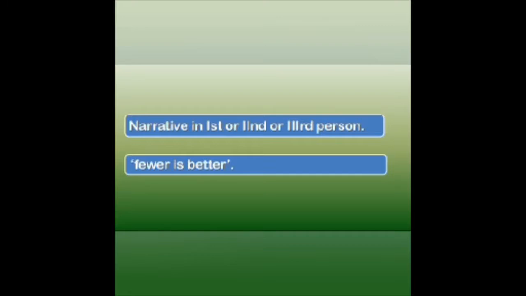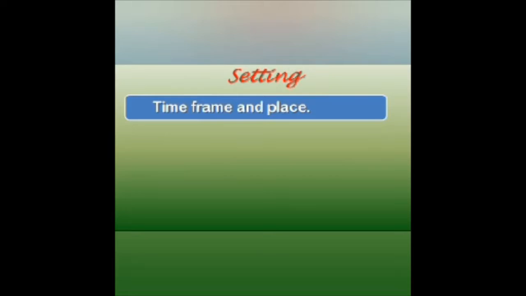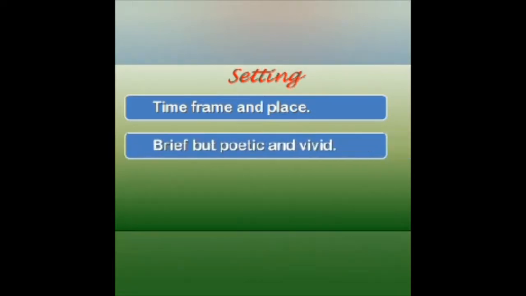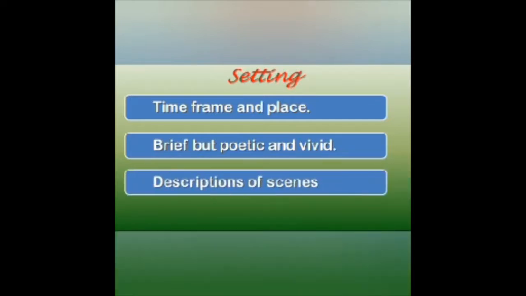Now, the next element is setting. Setting is the time frame of the story, where the story is set, just like the place. It should be brief, but try to make it poetic and vivid. Give a good description of the setting. Give a description of the scenes. Keep it short and single. This is the golden rule of the setting.